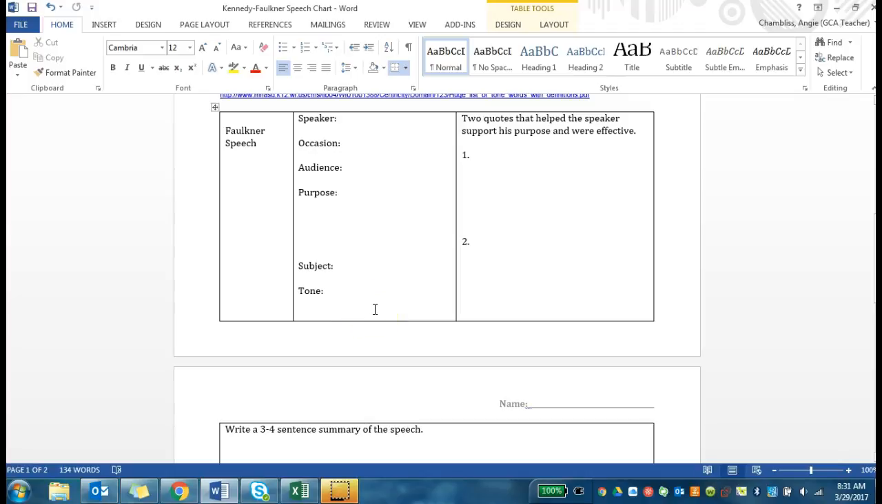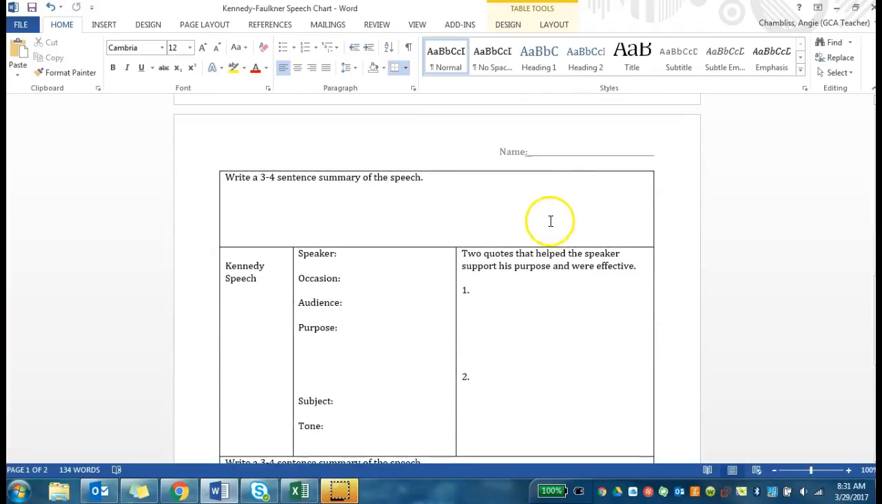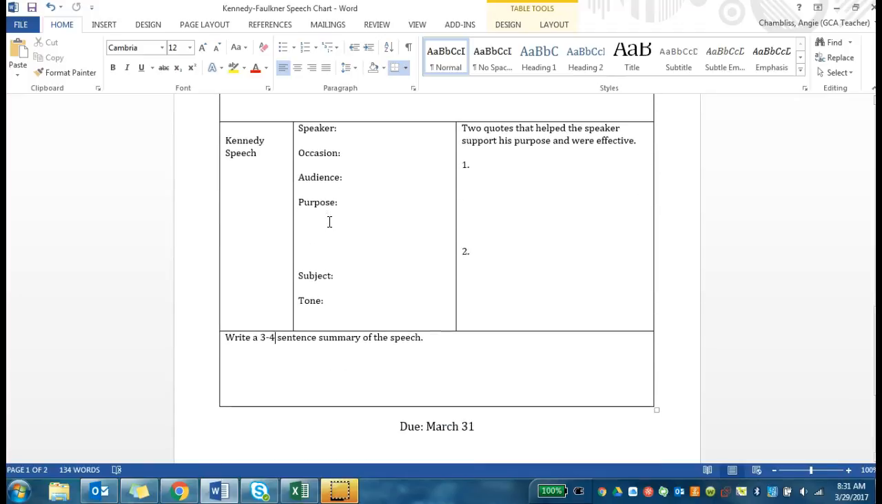What was the mood? And then you're going to find two quotes that help the speaker support his purpose and were effective. I would suggest that they be more than just a few words, and you may need a sentence of explanation to back up why you think the quote was helpful if it's not explanatory. And then finally, you're going to write a 3 to 4 sentence summary of the speech, telling what it was about. You're going to do the same thing for President Kennedy's speech.